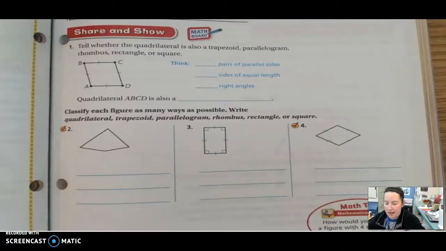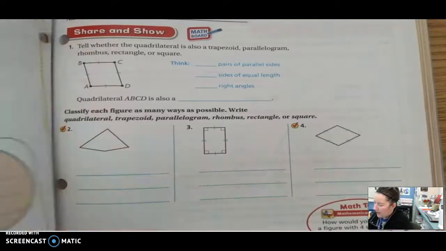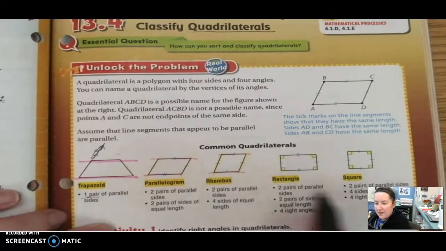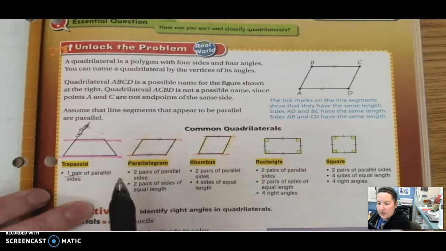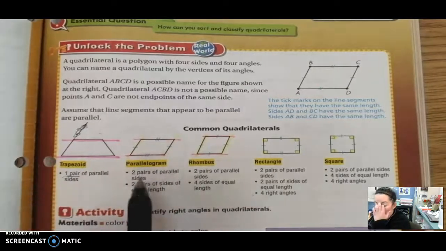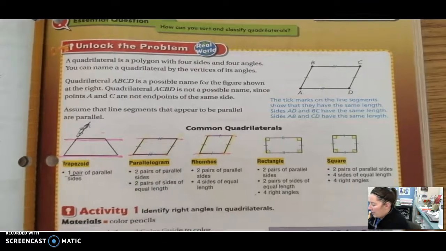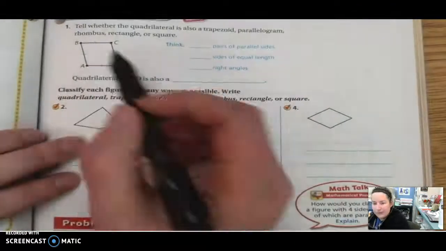All right, guys, so let's take some of these facts that we learned about these quadrilaterals and practice classifying them based off of these facts that we have here. Just as a reminder, trapezoid, one set of parallel lines; parallelogram, two, and so forth. So we're going to use this info to help us. Let's take a look.